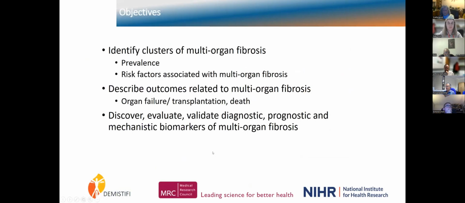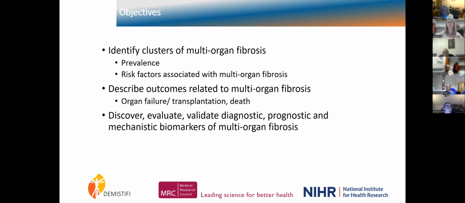So the objective of this study is to identify clusters of multi-organ fibrosis. Multi-organ condition is a broad term. We are specifically looking at some pathogenic pathway which focuses on scarring in multiple organs. We want to find out how common it is, what risk factors are associated with it, and then how does scarring in two or more organs affect people beyond single organ scarring, which we already know enough about. Not everything, but sufficient.